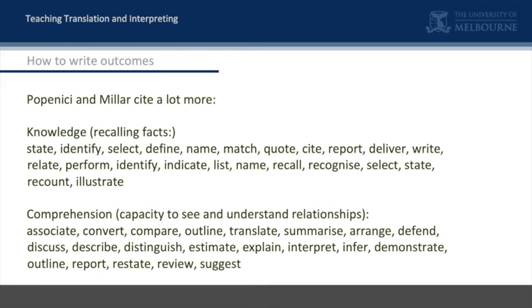It gets worse in Popenici and Millar. Here for knowledge, which is recalling facts, you've got all those verbs. And then comprehension, the capacity to see and understand relationships, all those verbs. And then there are many more. It's difficult. It becomes complex. And I don't think it has to be quite that complex, as you'll see in a minute.